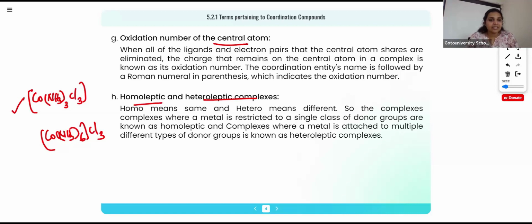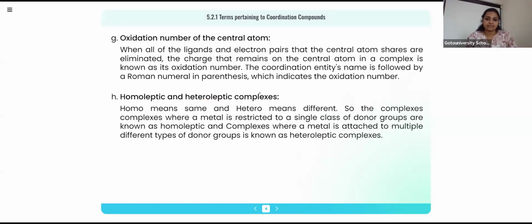The first complex is a heteroleptic complex. Here the coordination number is 6, right? But here we can see the ligands are different. They are called heteroleptic complexes. If the metal atom is surrounded by two different types of ligands or more than one type of ligand, they are called heteroleptic complexes. If they are surrounded by only one type of ligand, they are called homoleptic complexes. So that is the difference between homoleptic and heteroleptic complexes.